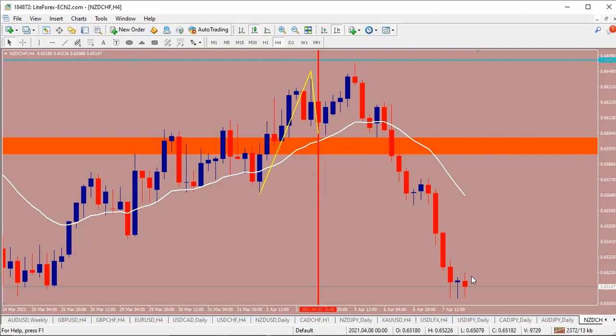Okay. Without red. Friday closed there. Then Monday started this way. Can you see? They are giving us a what? M formation. Yes. Can you see the double top? Yes, sir. And what happened? They dropped price. They drop price. Can you see?